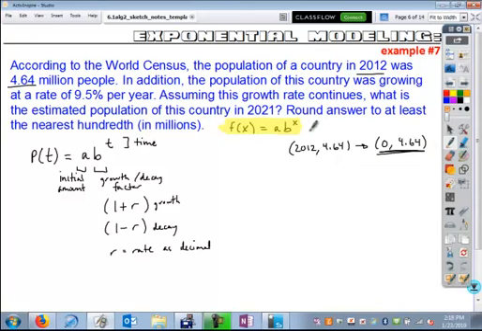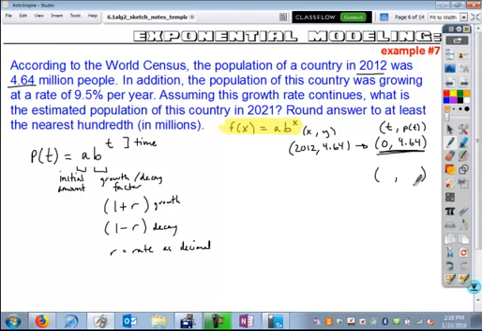Right? So this was x, y. Okay, this is t and then P of t. Again, the difference between those is I want my population as a function of time. So at time 0 in 2012, my population is 4.64 million. So what's the t value going to be? What's the other set of coordinates that I have for this? Well, I want to solve for that, right?